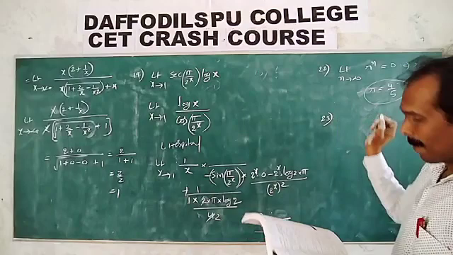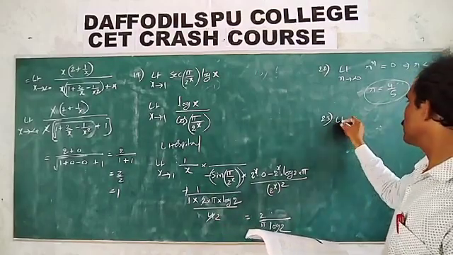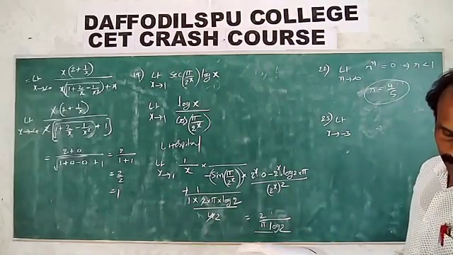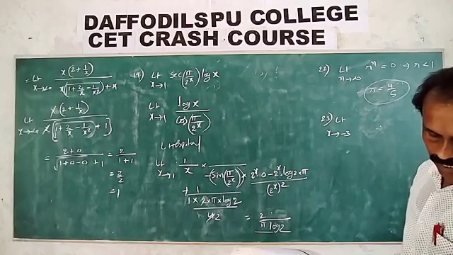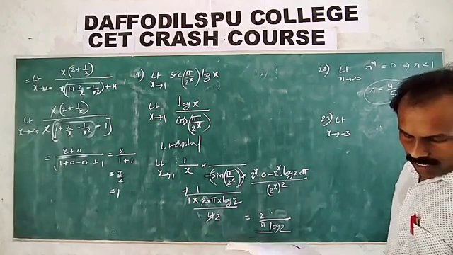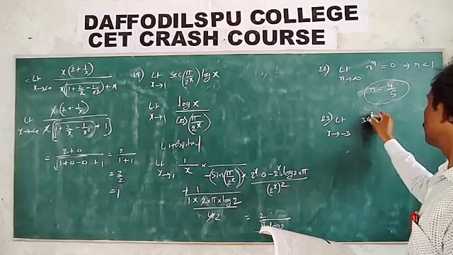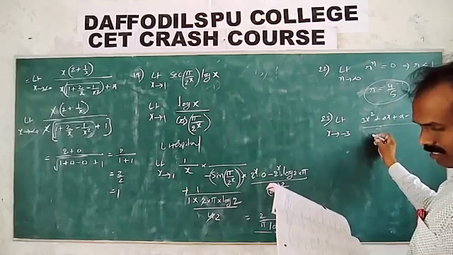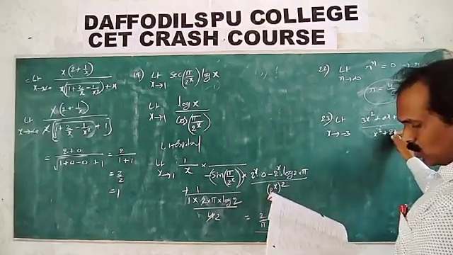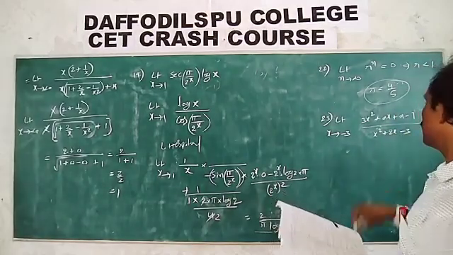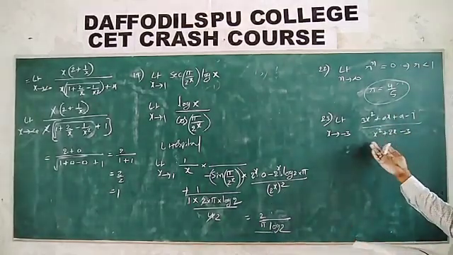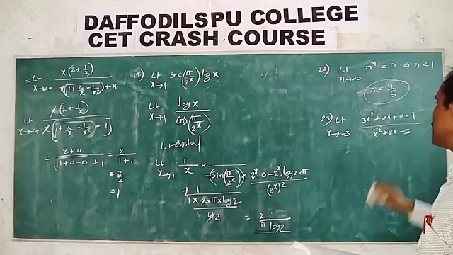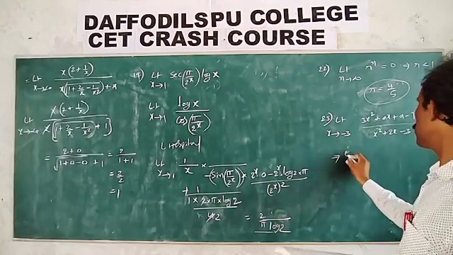23. Limit x tends to minus 3 of (3x square plus ax plus a minus 7) divided by (x square plus 2x minus 3). Suppose we substitute directly, what is the answer? The limit is already given to exist. Limit x tends to minus 3 exists, and existing means we equate the numerator to 0.